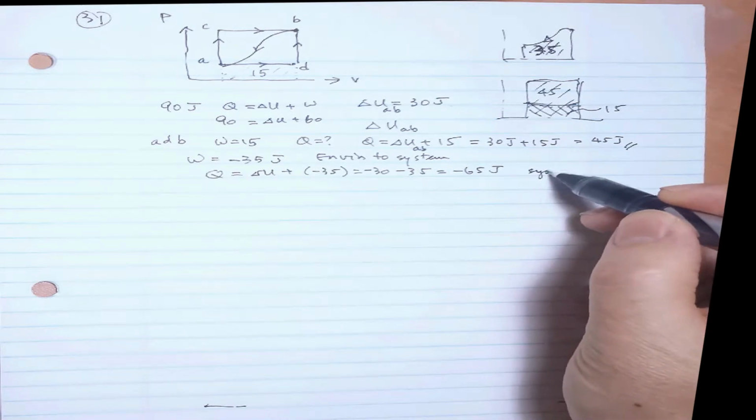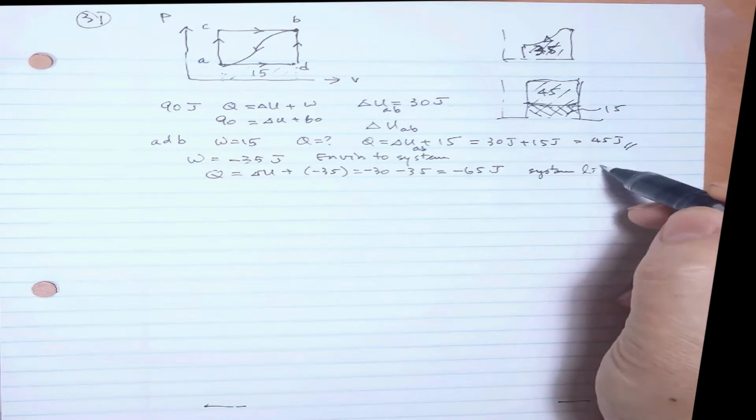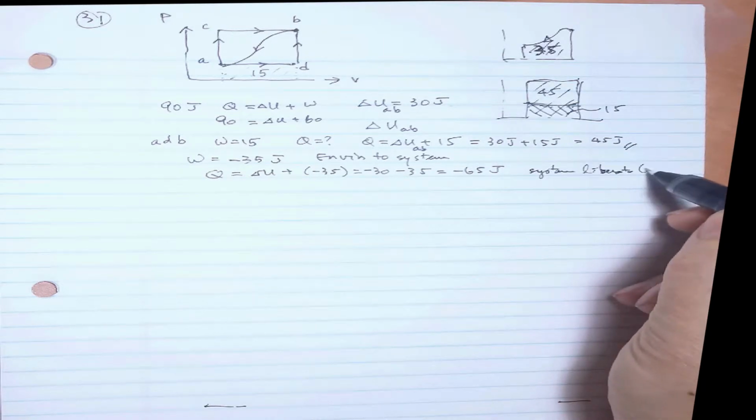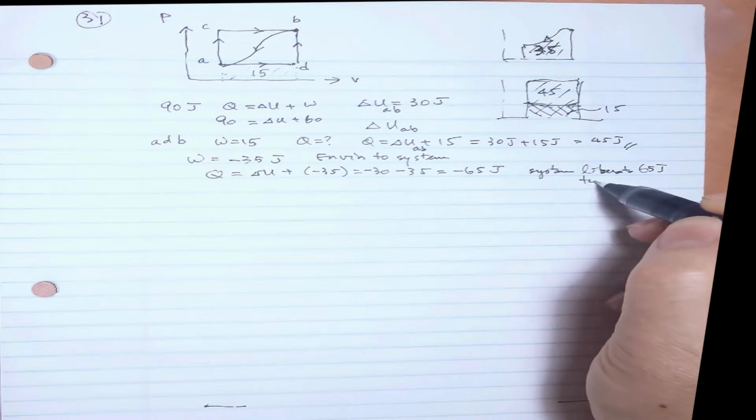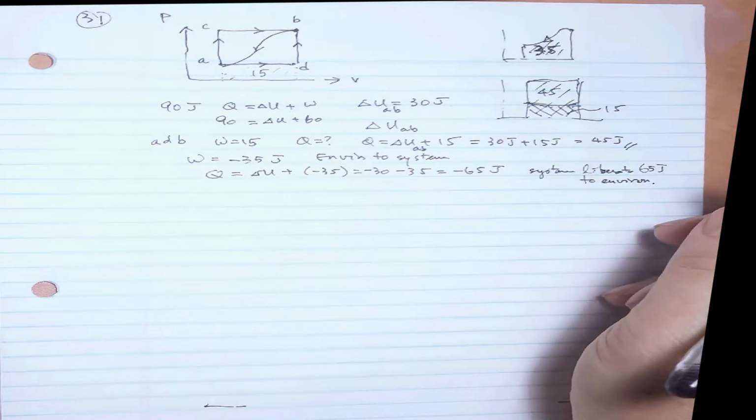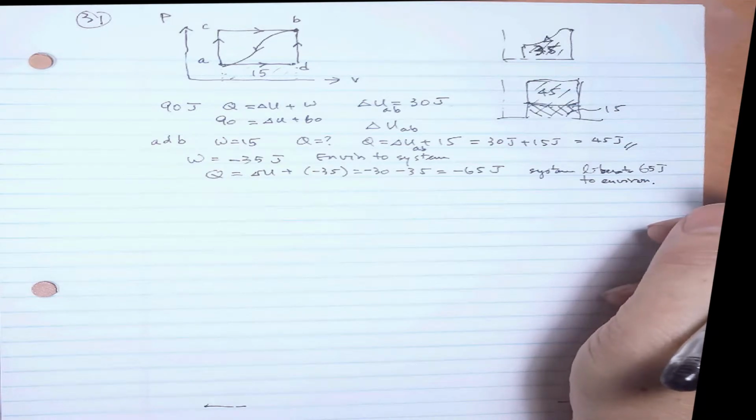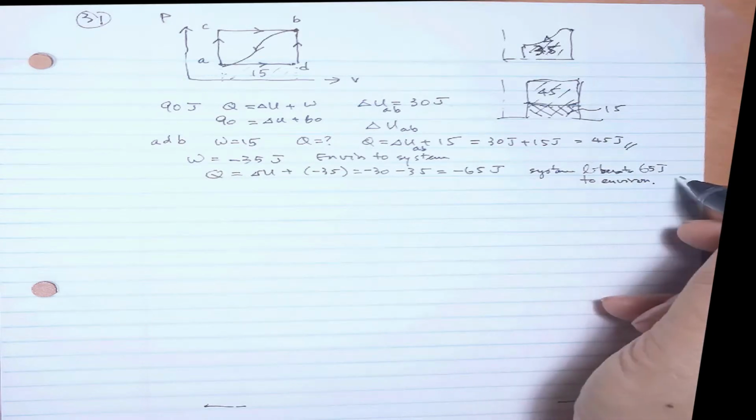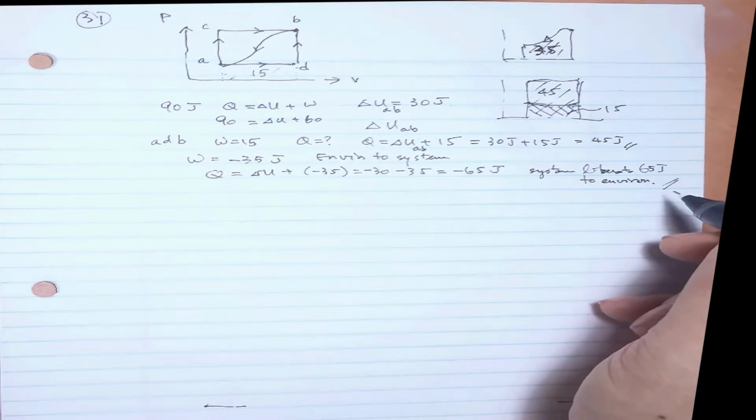So this means the system releases or liberates 65 joules to the environment. Now, next one, it says, so how much heat? So this is the amount of heat, 65 joules.